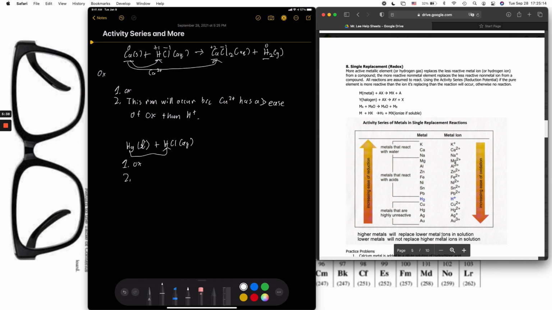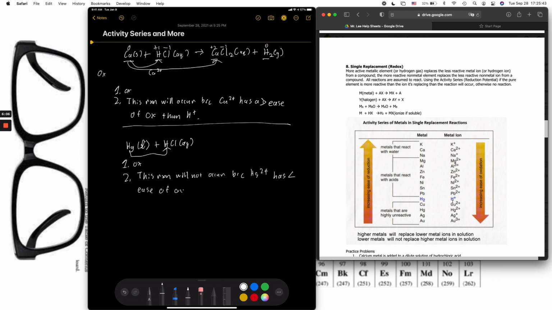Two, whether this will occur or not. Let's look at our table. Hg2 plus is below H plus. So this reaction will or will not occur. Go ahead and write your answer using this format above. If you said this reaction will not occur, you're correct, because Hg has less ease of oxidation than H plus. Great. Let's go on to the next part then.